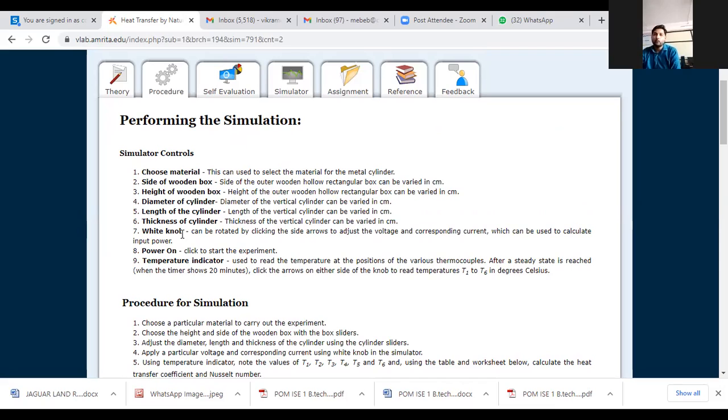Then a knob is provided, a white knob, to vary the voltage and current. Okay, then a power on switch is there, and the temperature indicator is there, which will provide you the temperature of the 6 thermocouples. Okay, so the total number of thermocouples is 6. 4 are placed on the surface of the cylinder, and 2 are hanging free, suspended in the air, to measure the inlet temperature of air and the exit temperature of air, and that will be used for the calculation purpose.